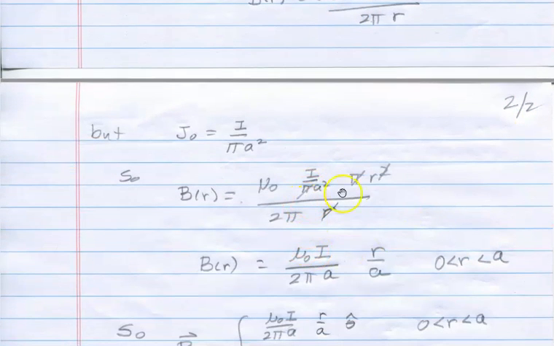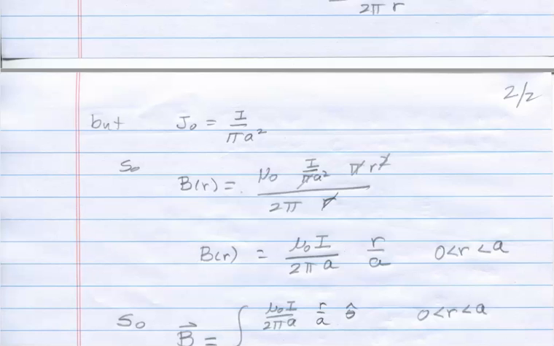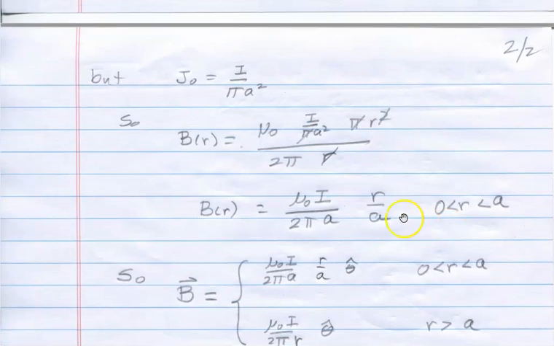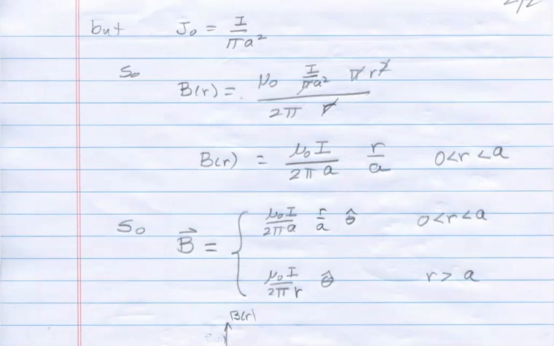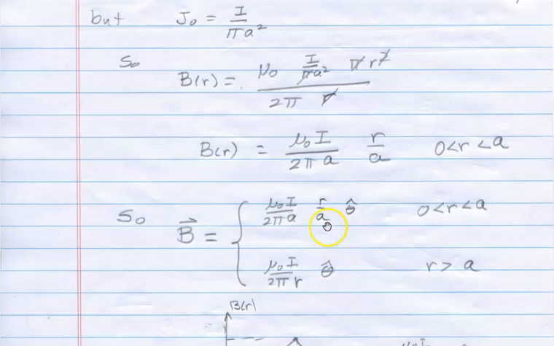And now then I can start canceling things. This pi will cancel that one. I have an r here that will cancel this square up here. And then I would write this usually as mu naught I over 2 pi, and I take one of these a's and put it underneath here, and one underneath this r. And so the magnetic field, if r is between 0 and a, is this expression. It's in the theta hat direction, if you want to put in the vector. And it looks like the thin wire outside, so I get a piecewise magnetic field.